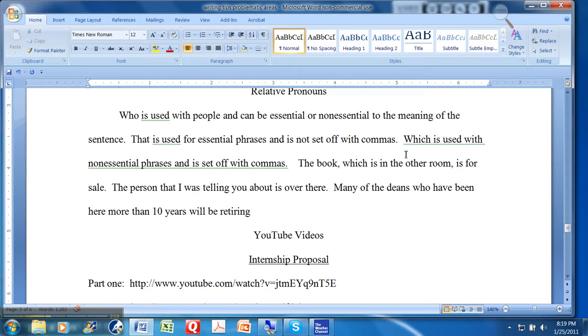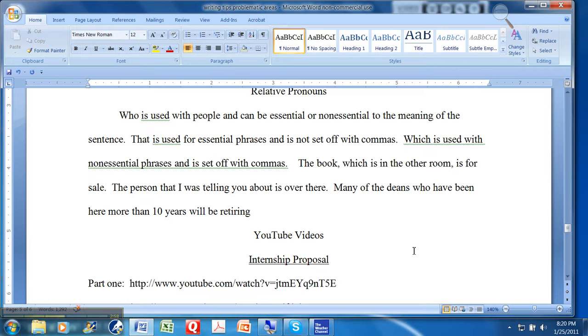My examples here are, the book which is in the other room is for sale. So I could take this whole phrase out, and then I would have the book is for sale, and that would still make sense. This next example I have is, the person that I was telling you about is over there. So if I took out this phrase that I was telling you about, then the person is over there doesn't really have much meaning. Many of the deans who have been here more than 10 years will be retiring. So depending if your meaning is essential or non-essential, you can set off the phrase who with commas or without if it's essential to the meaning.